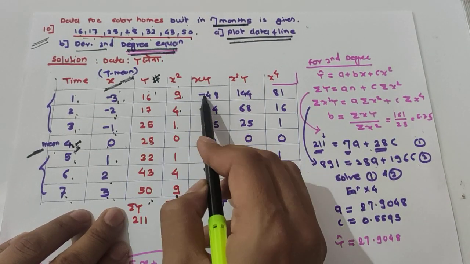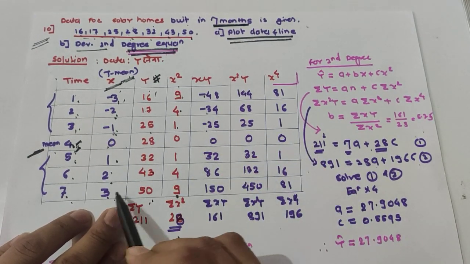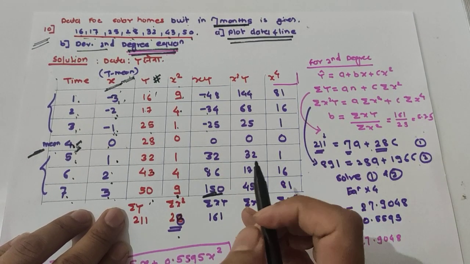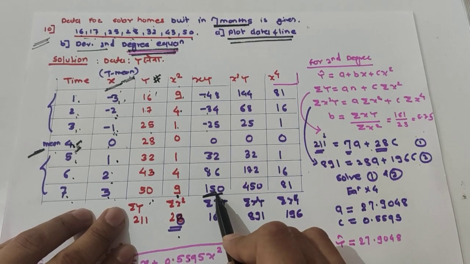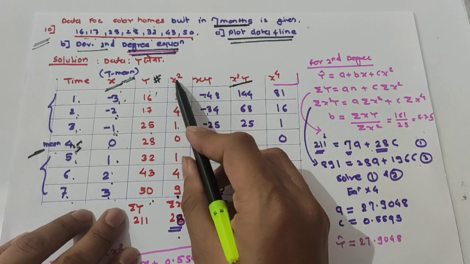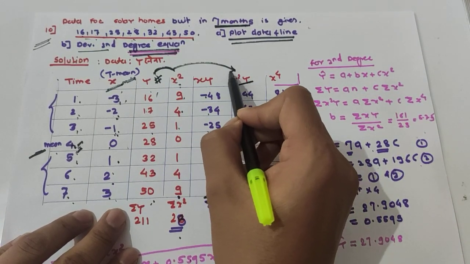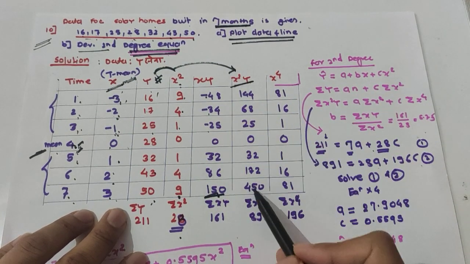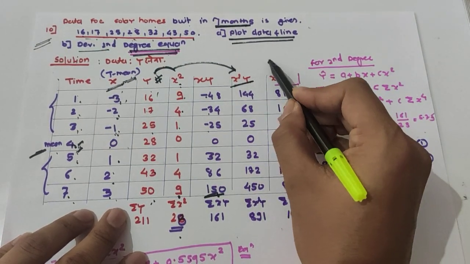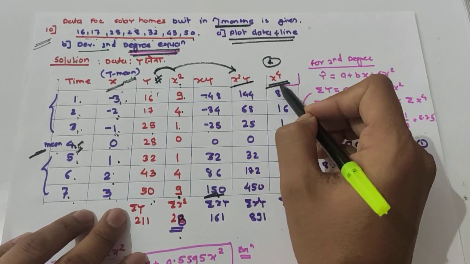After that we have to calculate xy. So x into y, minus 1 into 25 is minus 25. You have to calculate x into y. Right. We have derived x into y. After that we have to calculate x square y. We have already calculated x square, so multiply x square into y, these two, and you will get this third value. Similarly, one more thing we have to calculate is x raised to power 4. So what is x here? Minus 3.